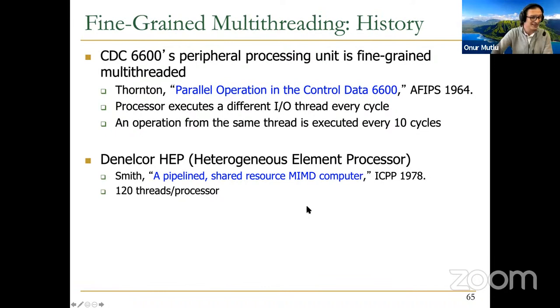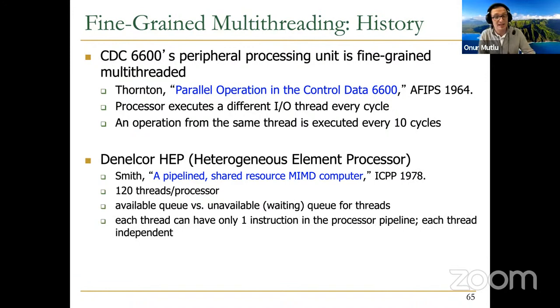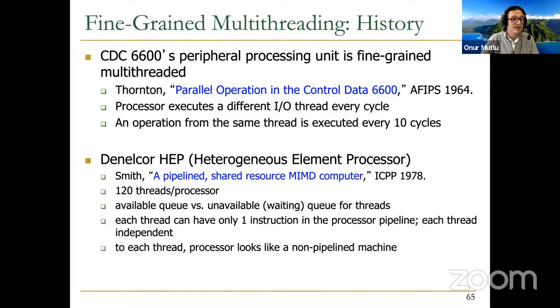For example, I will discuss how GPUs actually use exactly this idea of fine-grained multi-threading. Basically, it had an available queue and an unavailable queue for threads that are waiting. Each thread can have only one instruction in the processor pipeline. Each thread is independent from other threads in this case. And to each thread, the processor looks like a non-pipelined machine. And this is a very good analogy.